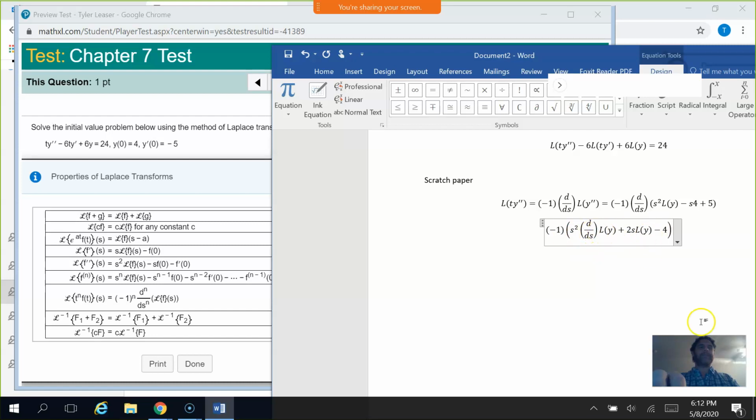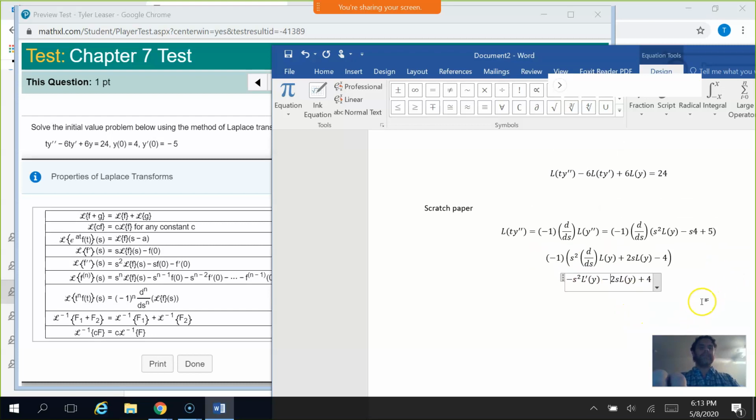So we're here, right? Now we can distribute the negative sign into all of that and make it look a little bit nicer. So negative s squared times the derivative of the Laplace transform of y, minus 2s times the Laplace transform of y, plus 4. Sorry, this is supposed to be a minus sign because you're distributing that negative sign. All right, this is what we're going to substitute in for the first term. But we have to do the same thing for this other one.